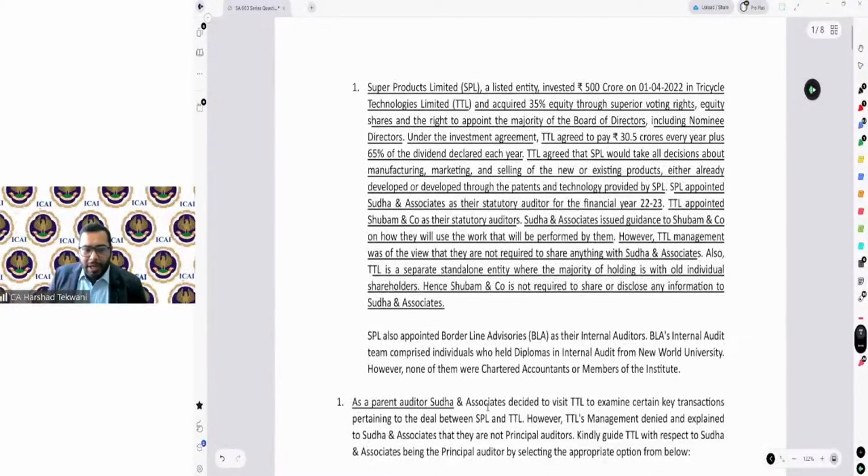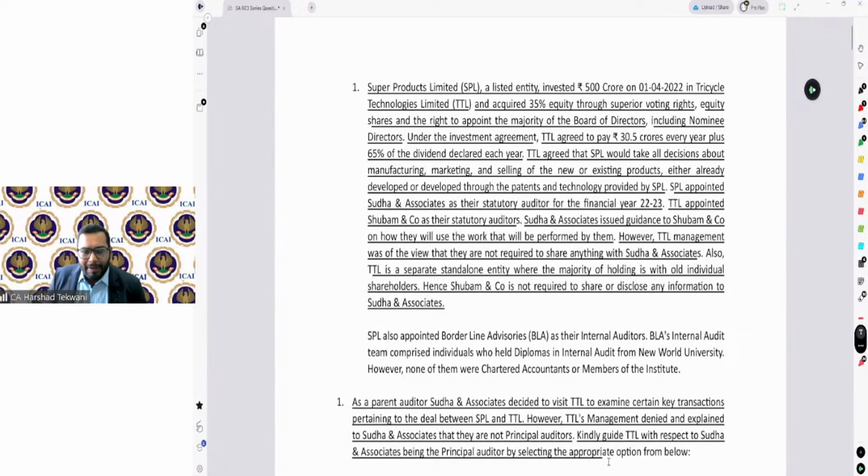As a parent auditor, Sudha and Associates decided to visit TTL to examine certain key transactions pertaining to the deal between SPL and TTL. However, TTL's management denied and explained to Sudha and Associates that they are not the principal auditors. Kindly guide with respect to Sudha and Associates being the principal auditor by selecting the appropriate option from below.